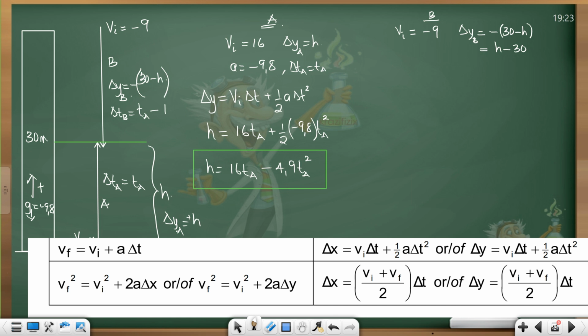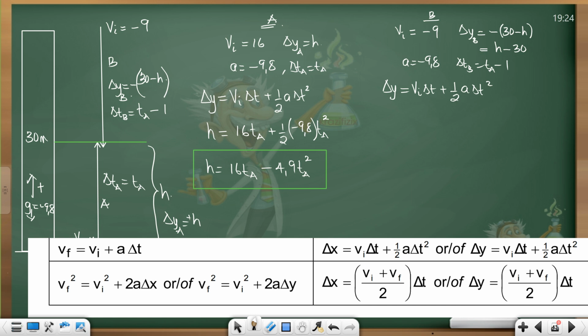All right. What else? What is A? What is the time for B? It is TA minus 1. Are you aware that it's the replica of what we have? So we can throw in the same formula. Can we throw in the same formula? Beautiful. What are we going to have? Delta Y equals to what? VI delta t plus half A.